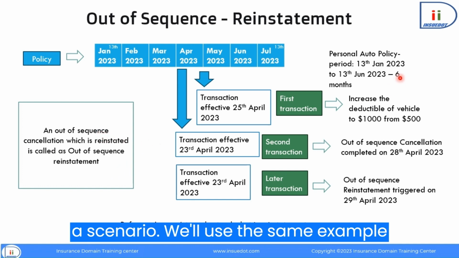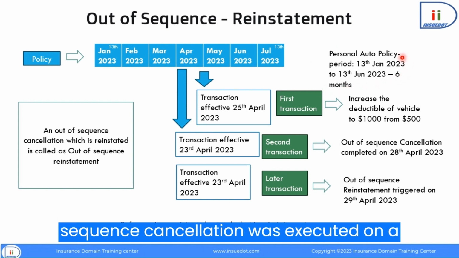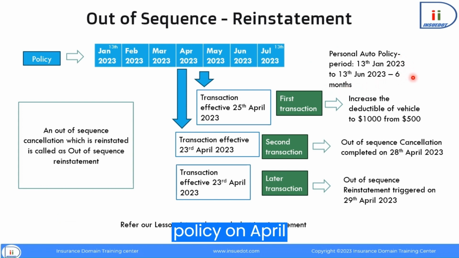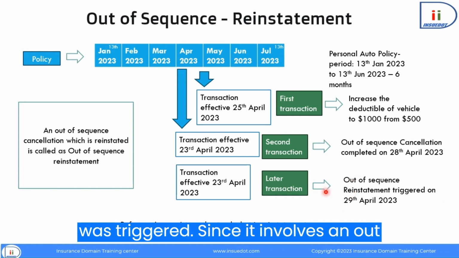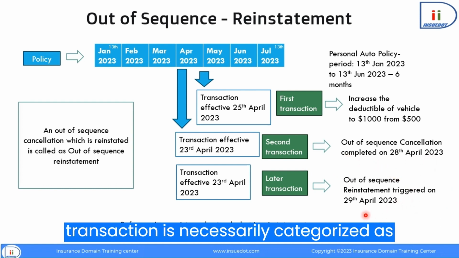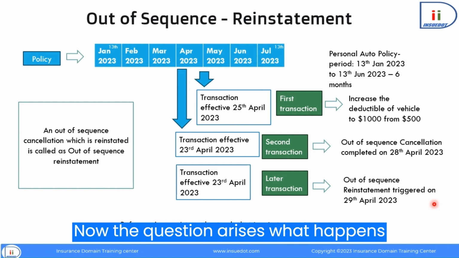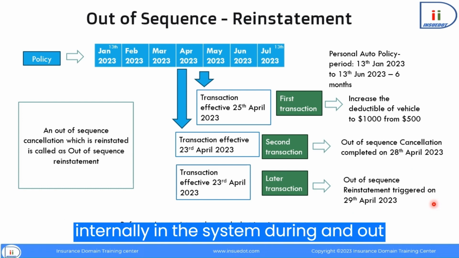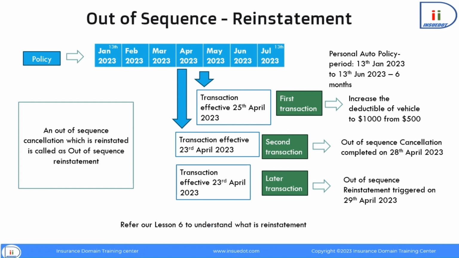We'll use the same example we discussed for out-of-sequence cancellation earlier. An out-of-sequence cancellation was executed on a policy on April 28, 2023. The very next day, April 29, 2023, a reinstatement was triggered. Since it involves an out-of-sequence cancellation, this transaction is necessarily categorized as an out-of-sequence reinstatement. Now, the question arises, what happens internally in the system during an out-of-sequence transaction? Let's explore that.